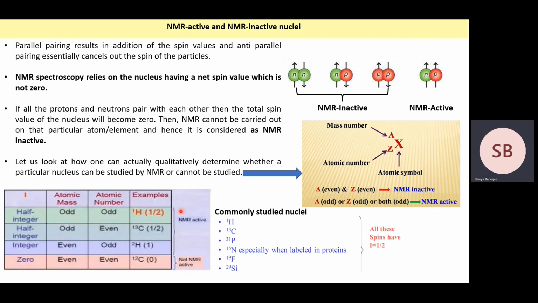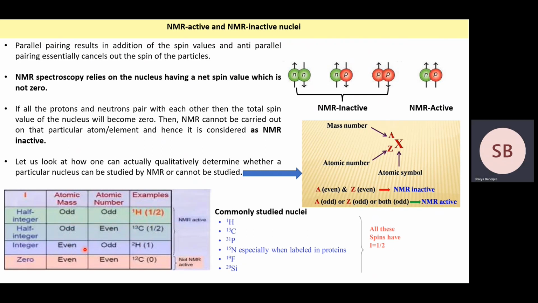That nucleus is NMR active. If the atom is like 13C, where the atomic mass is odd, that is 13, and the atomic number is 6, that is even, that is also NMR active. So we have 1H NMR spectroscopy and 13C NMR spectroscopy.